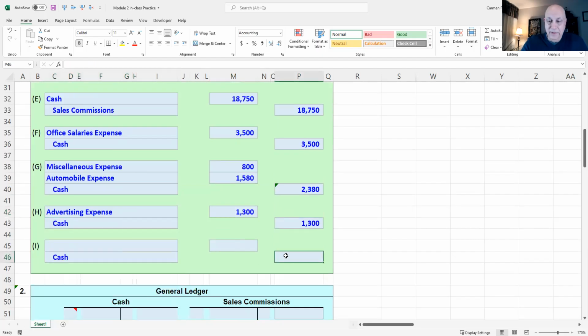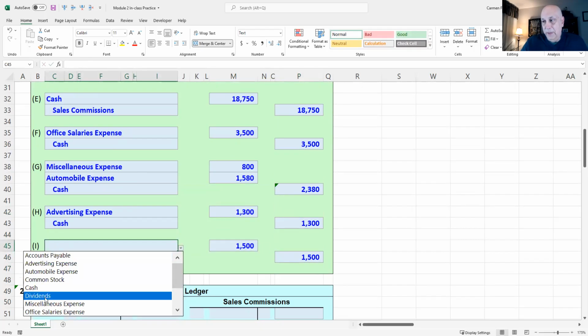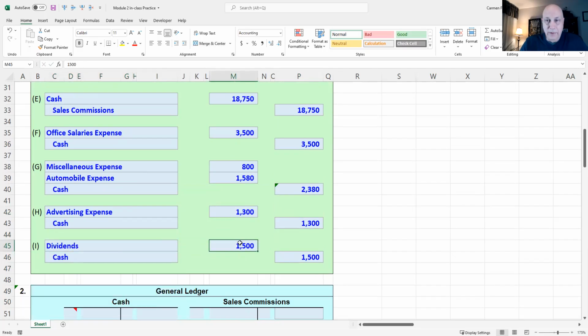Cash leaving the building, $1,500, and we paid dividends of $1,500. And dividends are an equity account. And remember, dividends decrease equity. That's why they're on the left side, or a debit. Okay, so anything that decreases equity is going to be a debit. Anything that increases equity will be a credit, right? It'll be on the right because equity is on the right side of the equation.